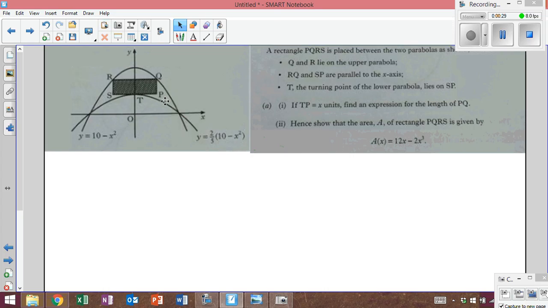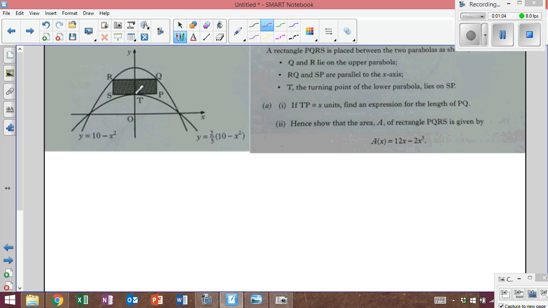Now here we've got a rectangle sitting between two graphs where Q and R are on the upper parabola. S and P are parallel across T, parallel to RQ, and passes through T, and they're both parallel to the x-axis, which is important. Okay, so in part A, TP is equal to x units, and we want to find an expression for the length of PQ.